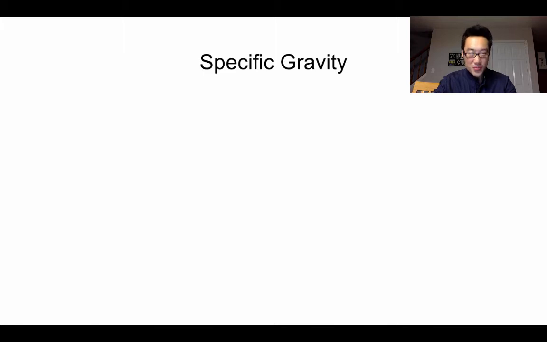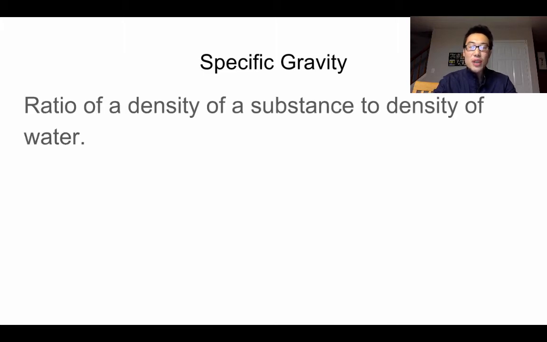Now, on to specific gravity. Specific gravity is the ratio of the density of a substance to the density of water. Okay, so the equation, specific gravity, we'll just write it as SG, is the density of the liquid, remember, rho, divided by the density of water.